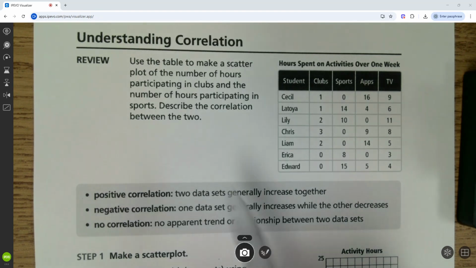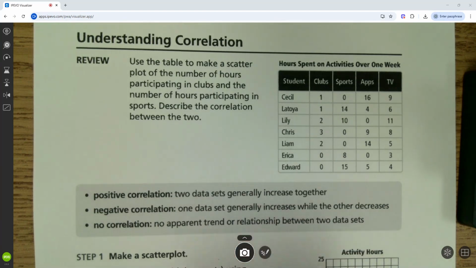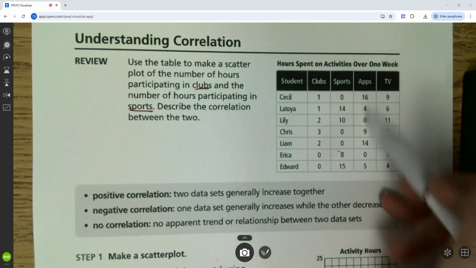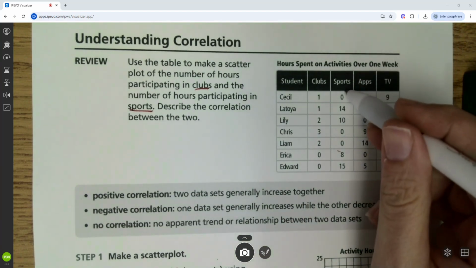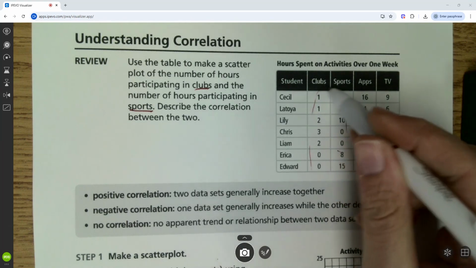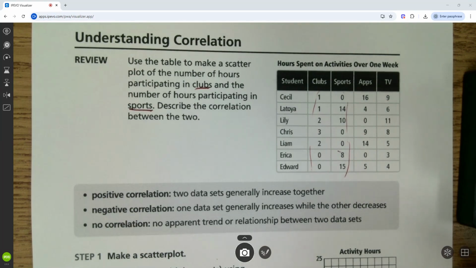So from that, I look for context clues, like what am I really focusing on? And it's clubs and sports, because this table gives me a lot of information. So right now, I'm really only going to focus on the first two columns, okay? I don't want to mark all over it because we will look at other combinations here in a little bit.